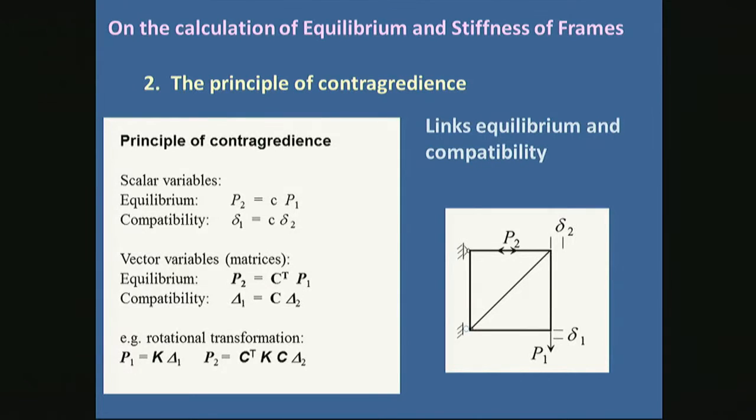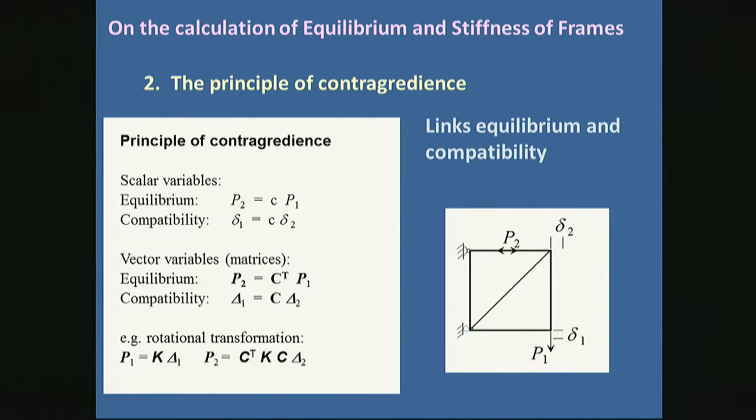So the second one is the principle of contragradients. He didn't call it that. He just said this is a theorem. But this principle of contragradients is now used extensively in the theory of structures for computing. So I'm going to explain it to you quite quickly. And effectively, I'll just go to the matrix relationship here.